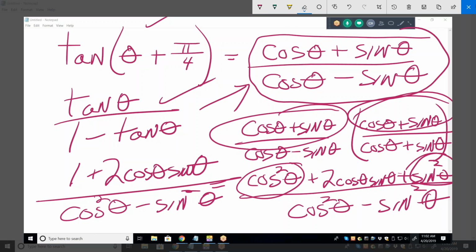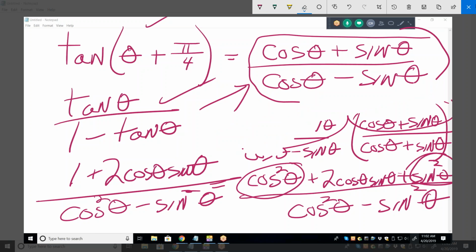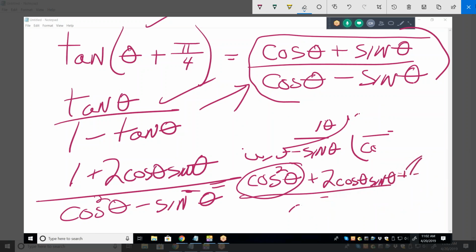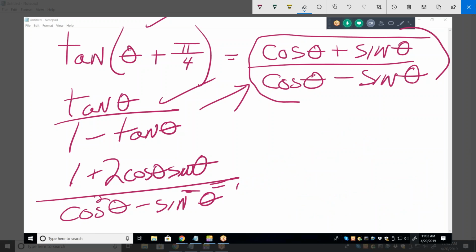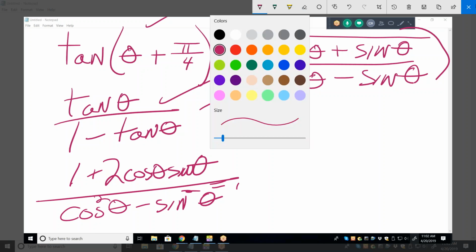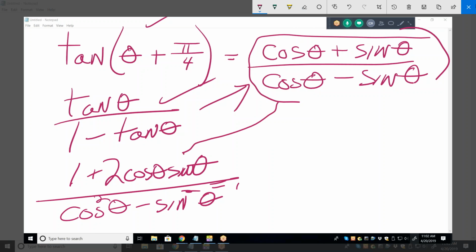Unfortunately, I need to erase some of this stuff so that I have enough room to write. Need a bigger drawing tablet, I guess. Some of these verifying trig identities can be really hard problems. The tougher ones, and this is definitely one of the tougher ones. Okay, so what does that equal? In other words, we've made this equal to that. So now can we keep turning it into what we're trying to turn it into?